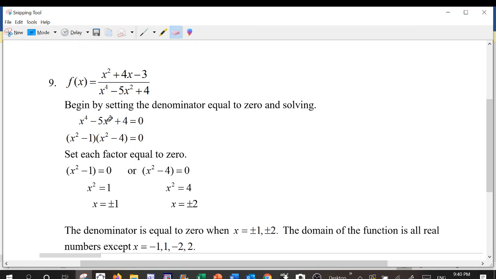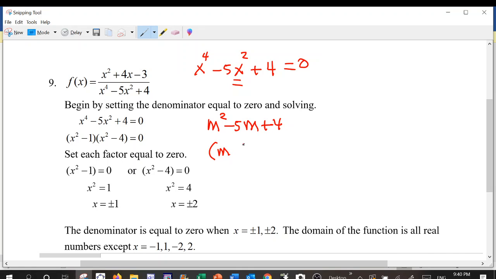Now, if you think about this, this is called quadratic in form, and we talked about this in previous chapters. But if you have something like that, you can think of this as m. So you have negative 5m plus 4. And if x squared is m, then x to the 4th power is like m squared, right? You can think of it like that. So we can factor this. This is m.